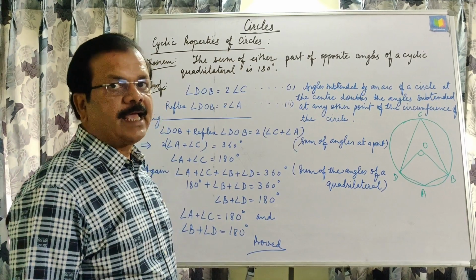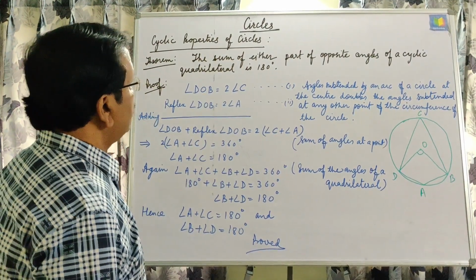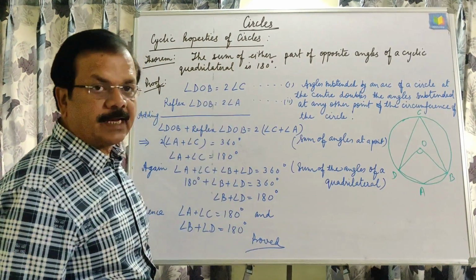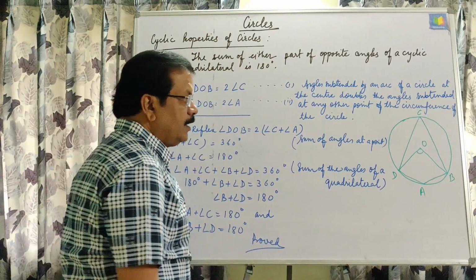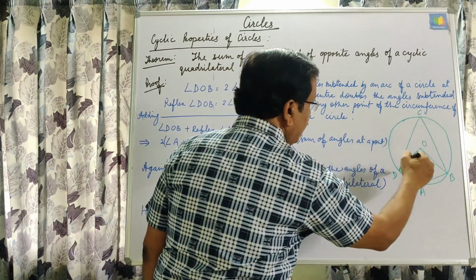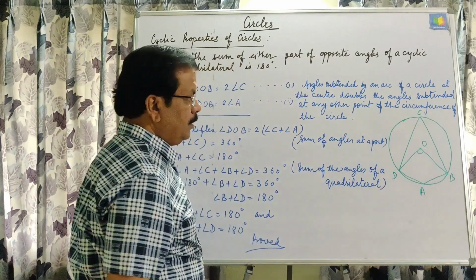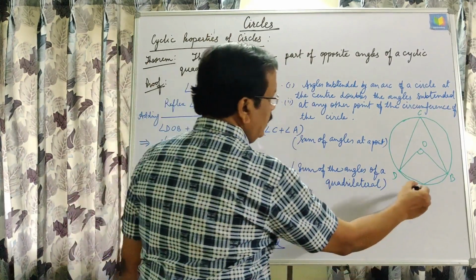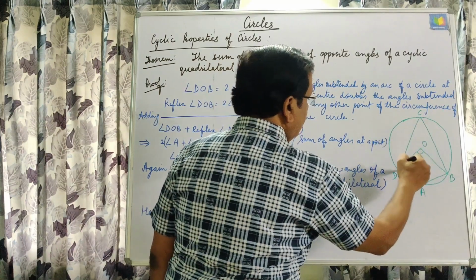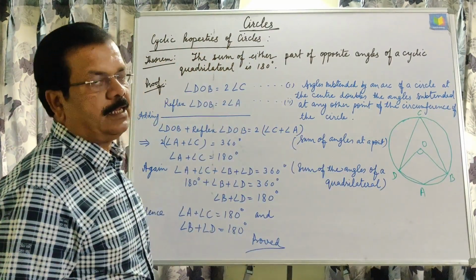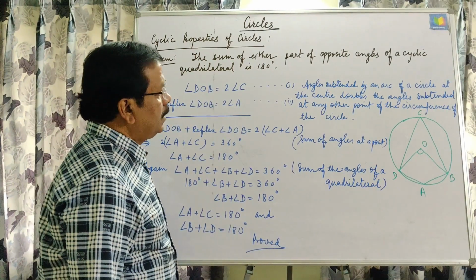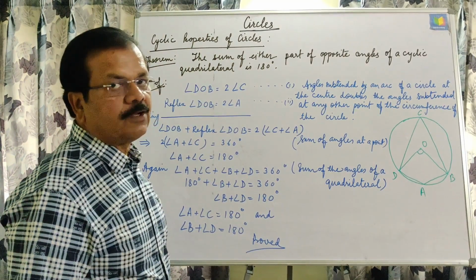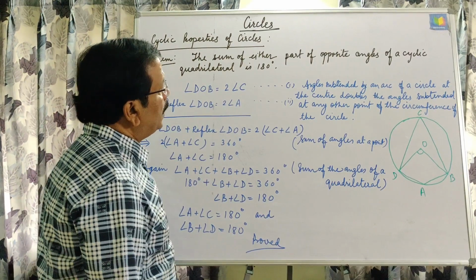Now we are going to study cyclic quadrilaterals, or cyclic properties of a circle. The cyclic property is related to the cyclic quadrilateral, that is, a quadrilateral in which all four vertices lie on the same circle. You can see here ABCD is a cyclic quadrilateral, with A, B, C and D lying on the same circle, and with the help of this cyclic quadrilateral we will prove certain theorems.